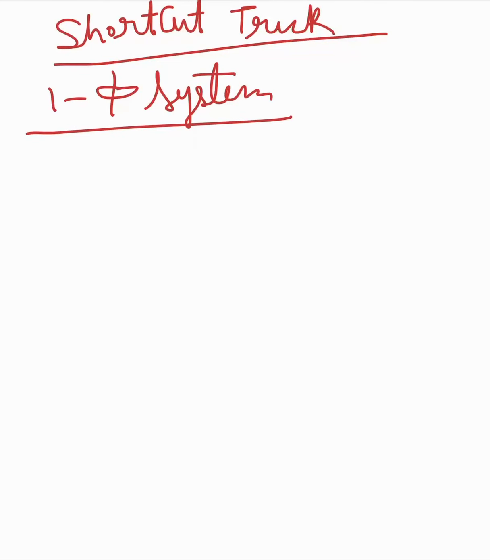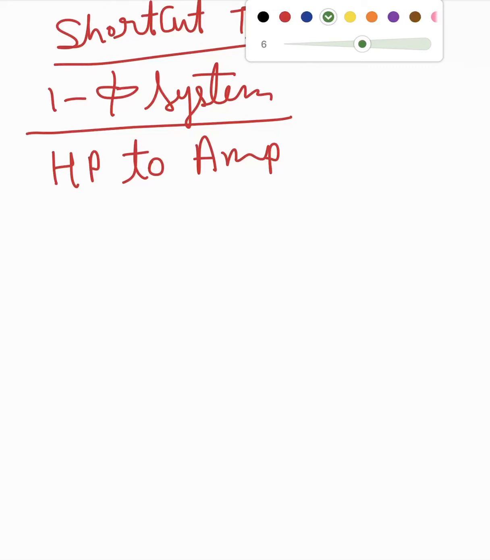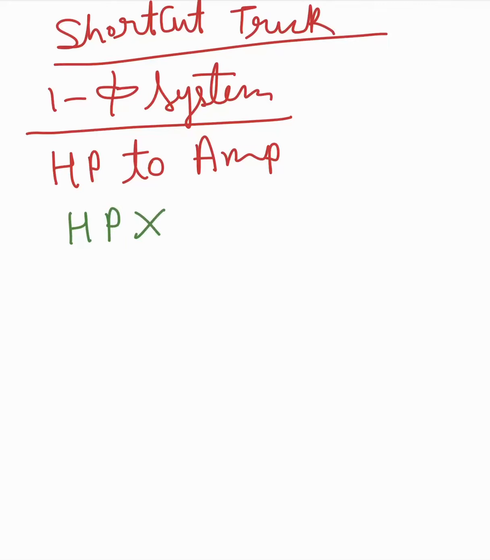The shortcut trick is that, first, for the single phase system, we have to convert HP to ampere. For conversion of HP to ampere, we have to multiply HP with 3.7 for the single phase system.